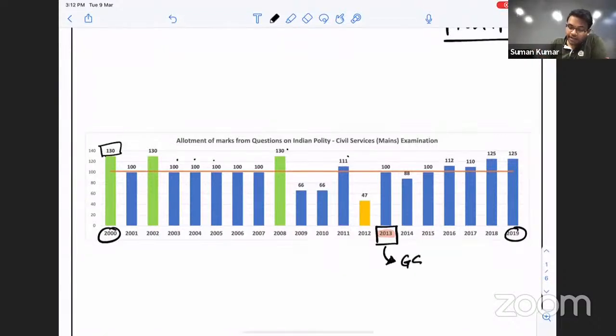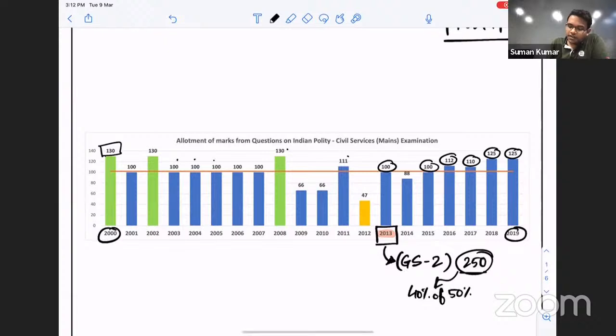Since 2013, we have had a dedicated GS2 paper in the mains examination, which stands for polity, governance, welfare and social mechanisms, and international relations. Since 2013, that paper GS2 carries a weightage of 250 marks. Out of 250, we are consistently seeing that you can have 100, 110, 125, approximately 40 to 50% of this straight from polity.